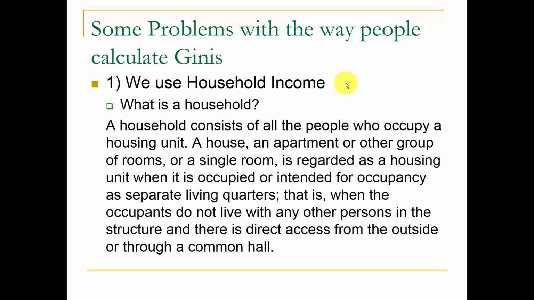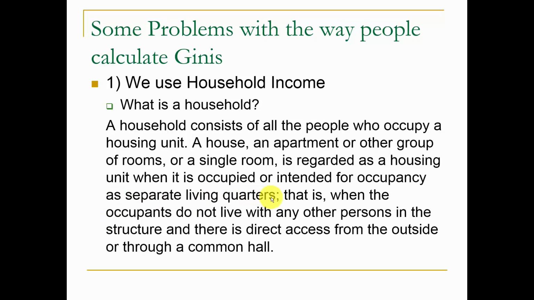Now this isn't bad in itself, but I want you to think about what a household means, at least in the United States, when we collect these figures. The definition of a household, according to the Census Bureau, is it consists of all the people who occupy a housing unit. Well, that makes sense. A house could be an apartment, or other group of rooms, or it could even be a single room. And it's regarded as a housing unit when it is occupied or intended for occupancy as separate living quarters.